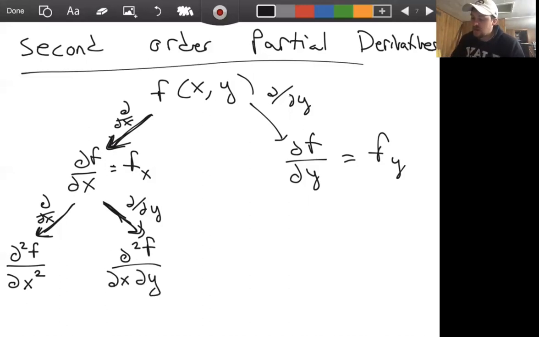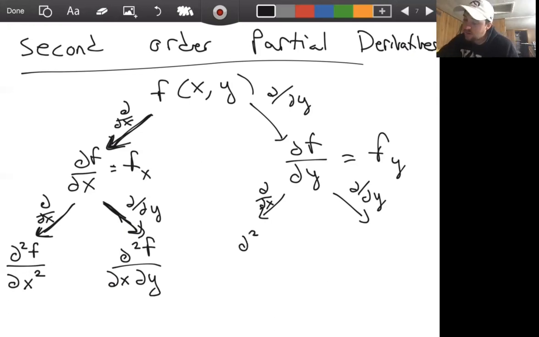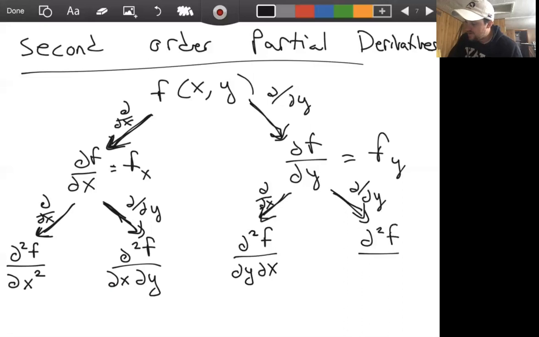And then we can come over to the other side of this little diagram here, and we can take the partial derivative with respect to x of the partial derivative with respect to y, or we can take the partial derivative with respect to y of the partial derivative with respect to y. So if you go first partial derivative with respect to y, then partial with respect to x, you get partial squared f partial y partial x. And then if you take the partial derivative both times with respect to y, you get partial squared f partial y squared.